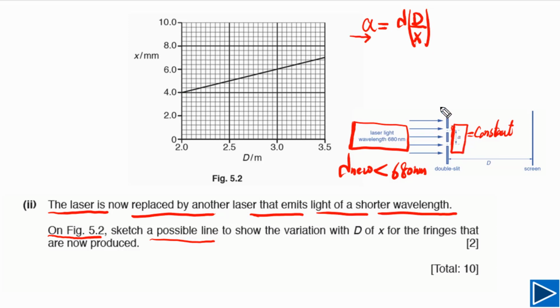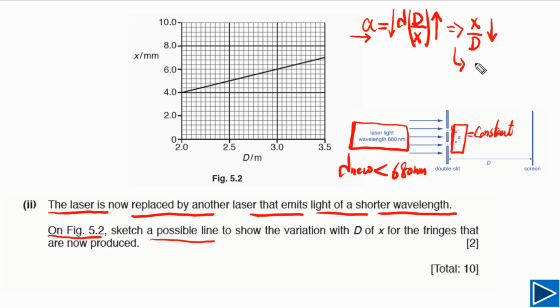We are not changing slit separation, but we have decreased lambda. So if lambda has decreased, it means the ratio between D over X, the ratio between D and X, has to increase. Or simply we can say that the ratio between X over D has to decrease.